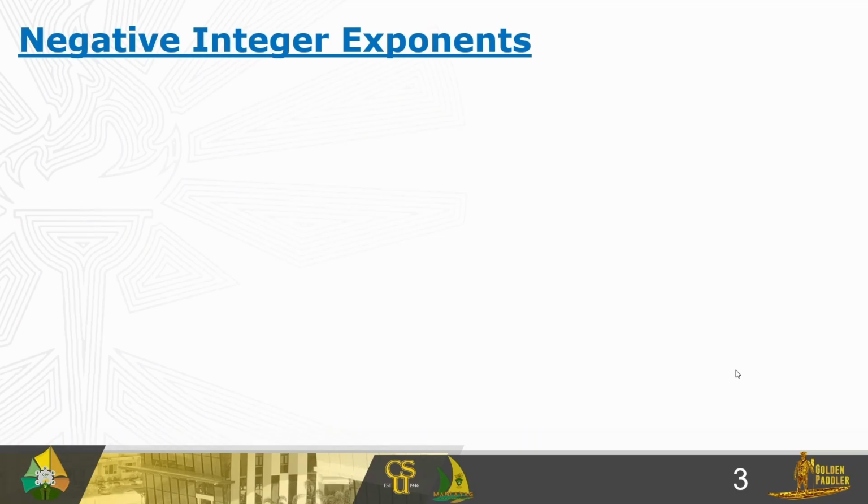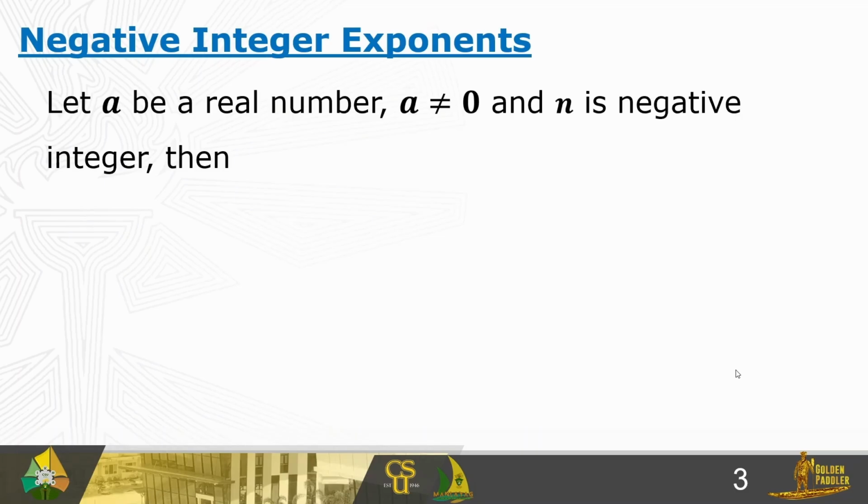Now, let's consider negative integer exponents. Let a be a real number, a is not equal to 0, and n is a negative integer, then we have a to the power of n is just equal to 1 over a raised to the power of n. Or simply, we are just going to take the reciprocal. And we can only do that if the exponent of the expression is negative.